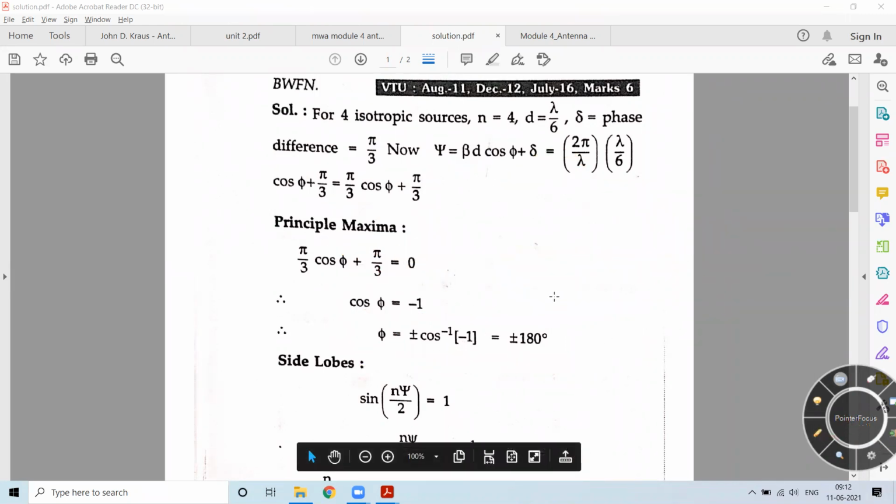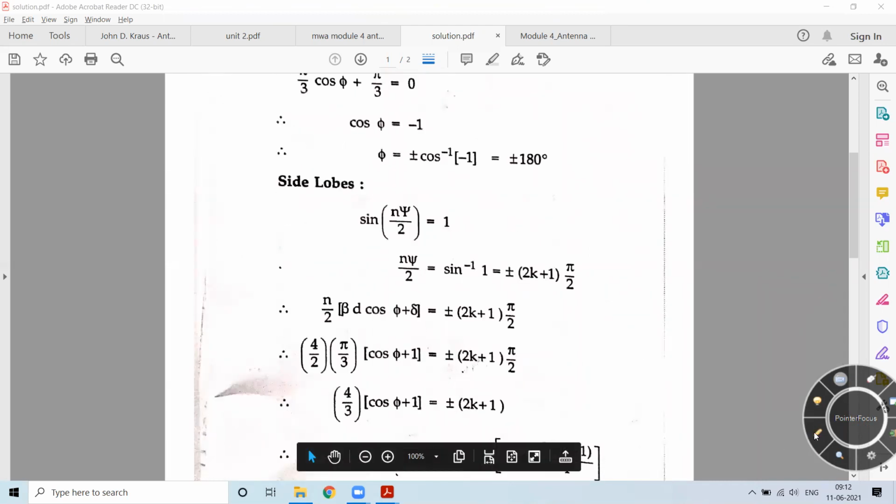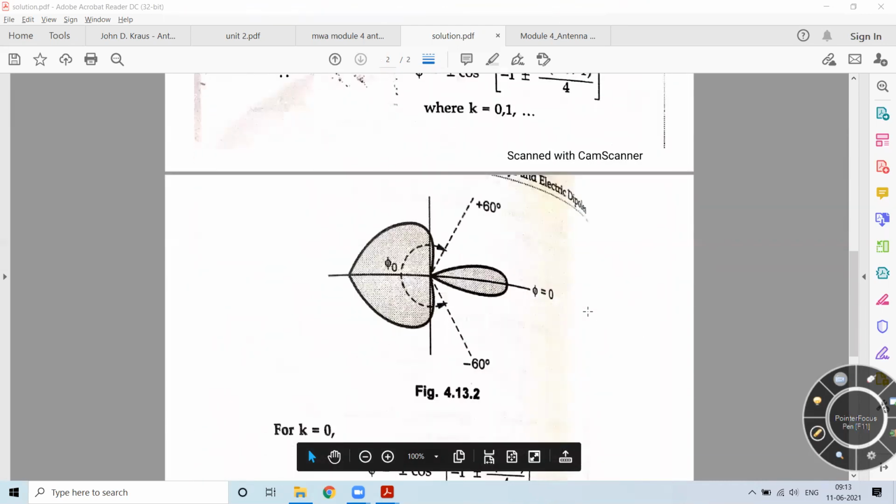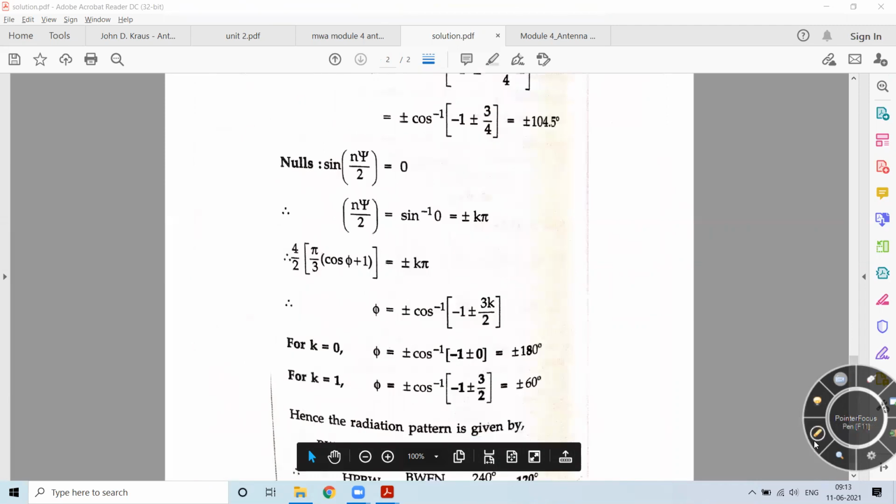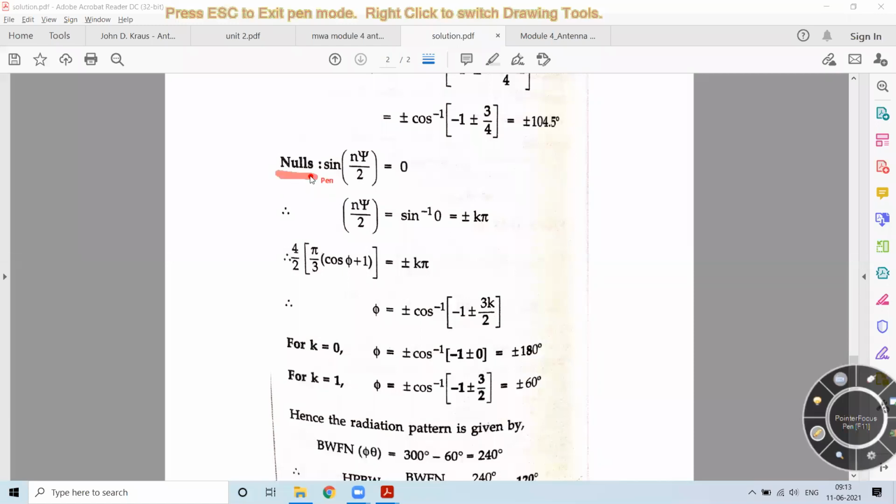So that is the first thing. I got to know in which direction I am having a maximum. I am having a maximum only along plus minus 180 degrees, as associated with phi. Next, yesterday we obtained the null values. So how do I obtain the null values or the direction of the minima? Minimum is where the field value has to be 0.